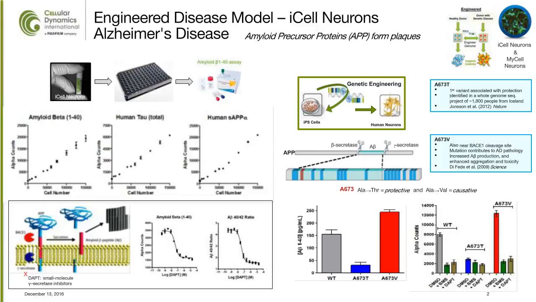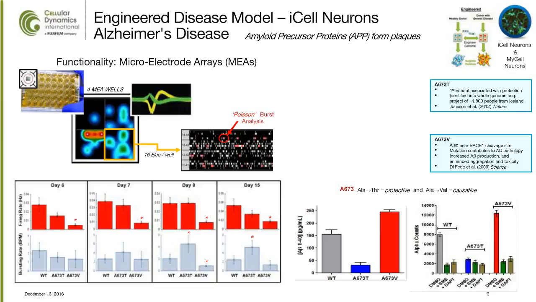Interestingly enough, we have discovered that the levels of 1 through 40 amyloid beta protein are decreased in the protective condition and increased in the causative condition, which is what we would expect. And in neither of these cases has this disrupted the ability of the gamma secretase inhibitors to decrease the levels of these proteins of interest.